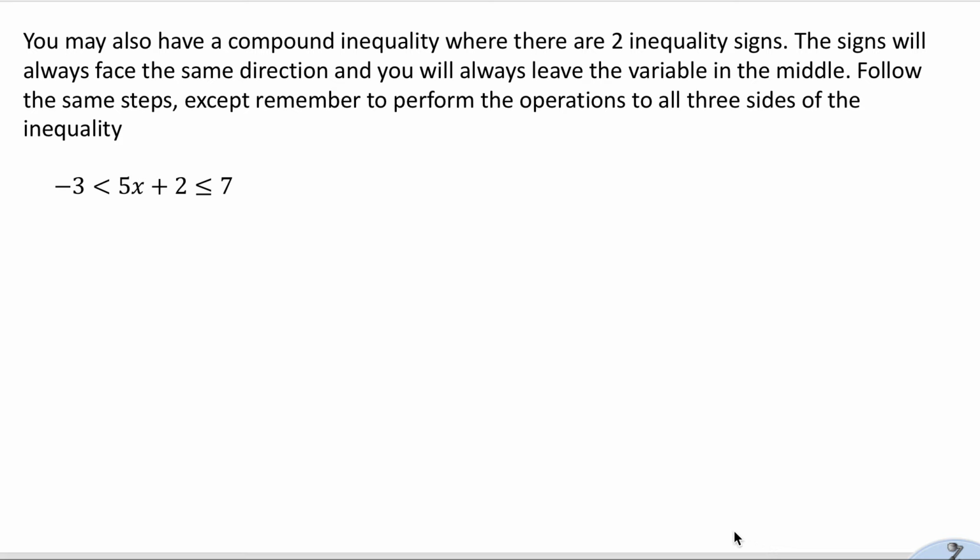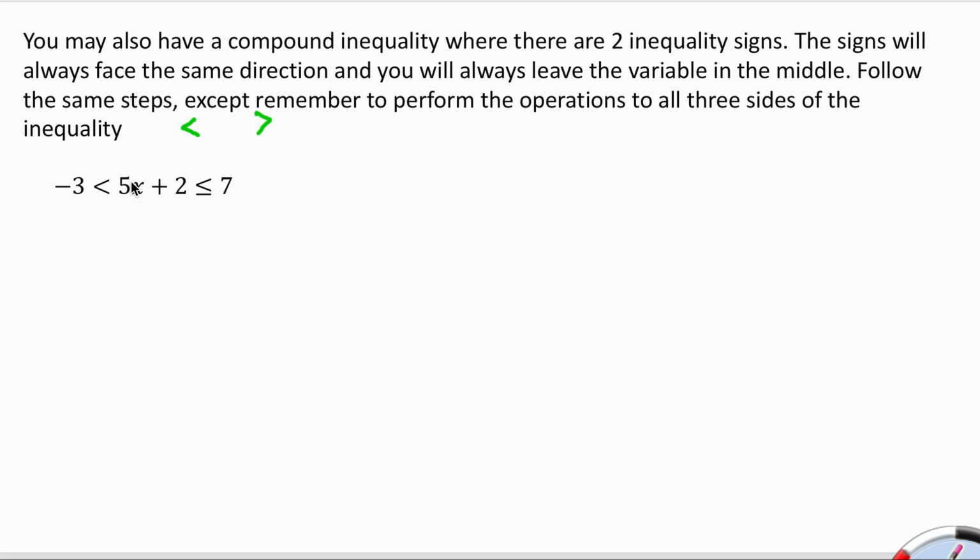Okay, you could have something called a compound inequality, okay, where there's two inequality signs. The signs always face the same direction. So a lot of times I have students that inadvertently write them like that. No, they have to face the same direction. So all I do now is perform the operation on 3 sides instead of 2, right? If this wasn't here, let's imagine that was gone, I would subtract 2 from both sides. Well, I'm just going to subtract 2 from all 3 sides. Your variable will always be left in the middle.